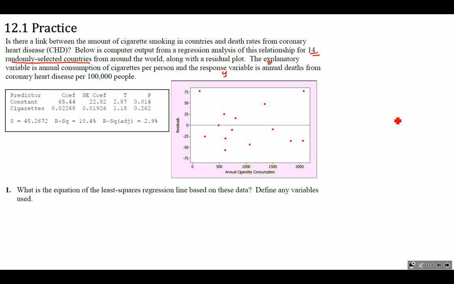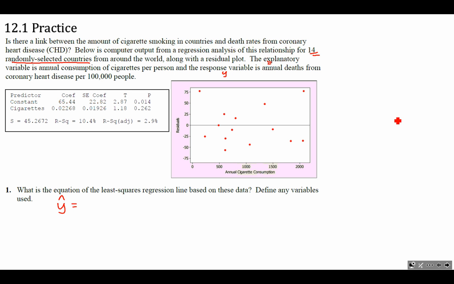So what is the equation of the least square regression line based on these data? Define any variables used. So we want to start with y hat equals, typically in statistics, we start with the y-intercept, and then we say plus or minus whatever the slope is times x. I know that in algebra, we kind of hammer into you guys that you're going to do y equals mx plus b, where you're doing the slope and then x and then plus the y-intercept. But they do typically do it backwards in statistics, and it means the same thing, so it kind of doesn't matter.